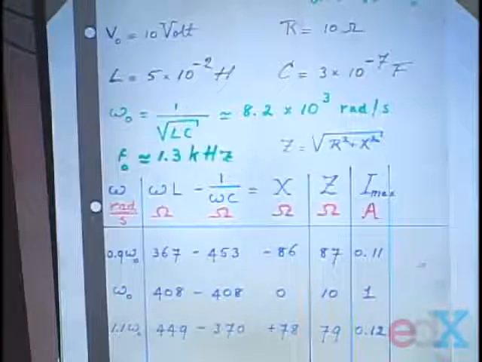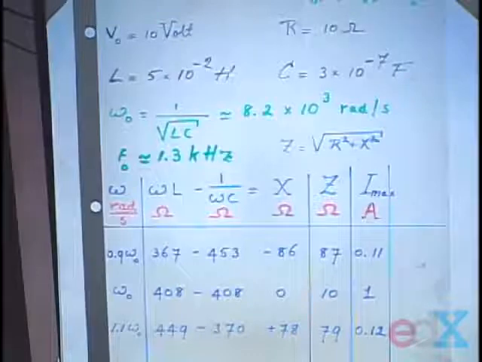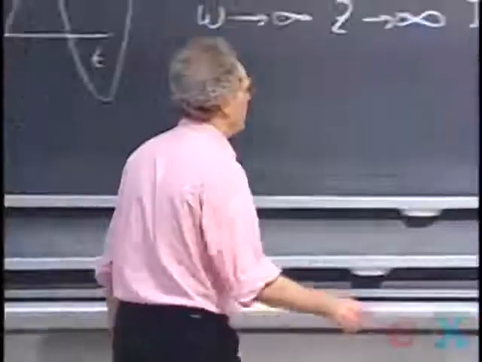We have here, given our L and C, 5 times 10 to the minus 2 Henry and 3 times 10 to the minus 7 farads. The resonance frequency is a little over 8,000 radians per second. You see it here in kilohertz, and you see here the impedance. And what I do here, I have a driving frequency which is 10% below the resonance frequency. And I calculate for you here omega L, which is 367 ohms, and 1 over omega C, which is 453 ohms. You are a little bit below resonance, and so C dominates.